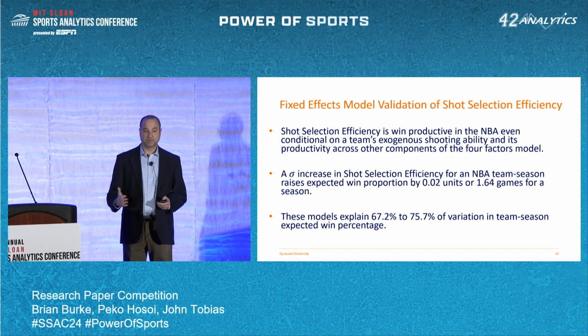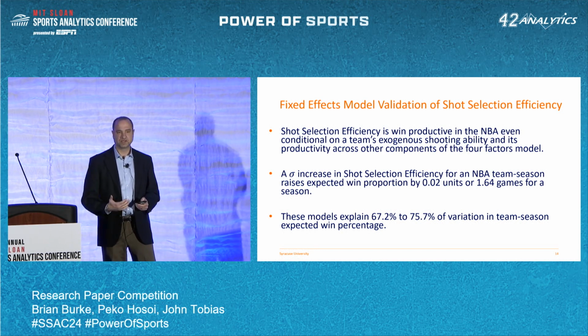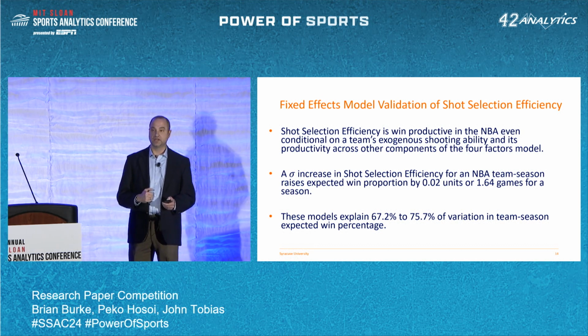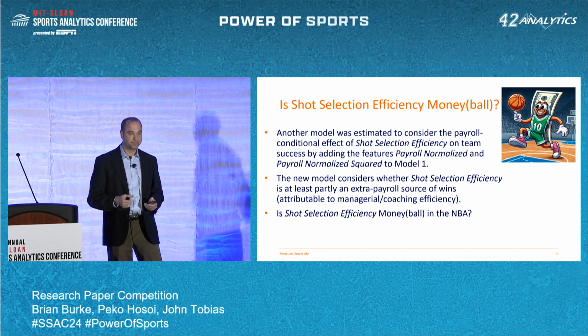These models are highly explanatory, so they're not suffering greatly from such things as omitted variable bias. They explain between 67 and 76% of variation in team season expected win percentage across the models.